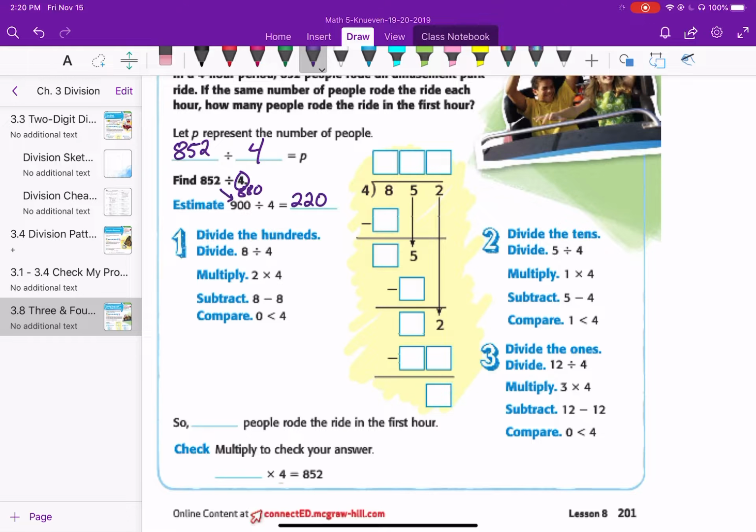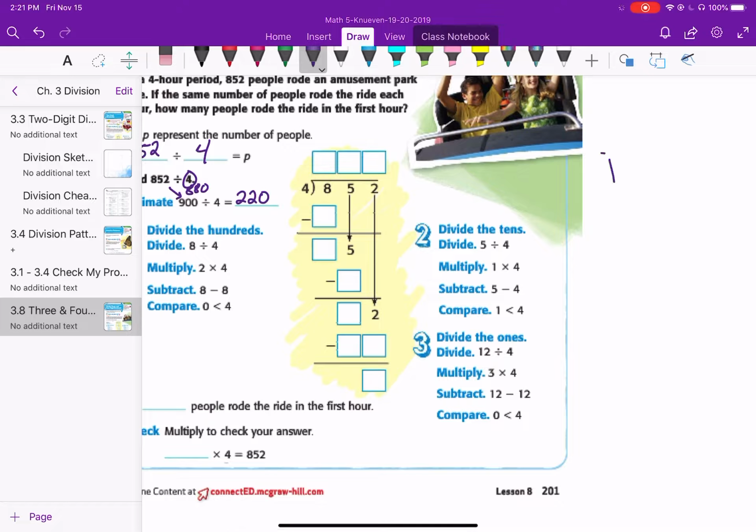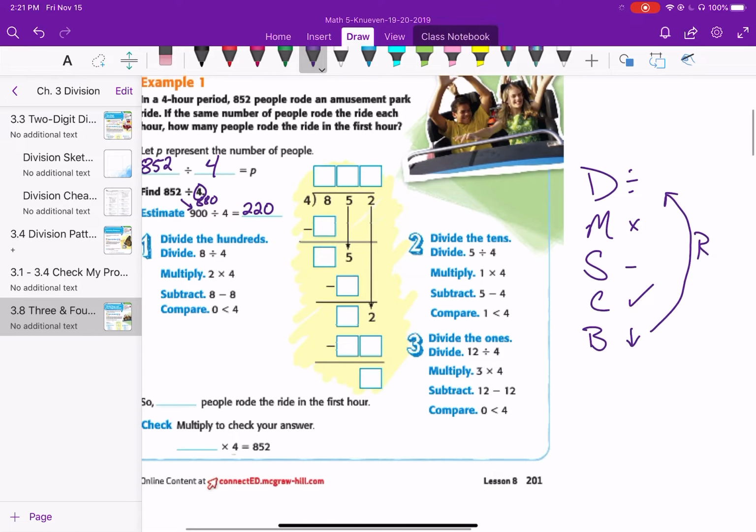So let's double check our answer and say, well, our steps are divide, multiply. Oh, let's write that with the M first. Multiply, subtract, and this is where we check what we're doing. Check if it is less than our divisor, and then if it is, we bring down, we carry on with our work, and then the whole thing we then repeat. And doing so, we do this for each number in our dividend.